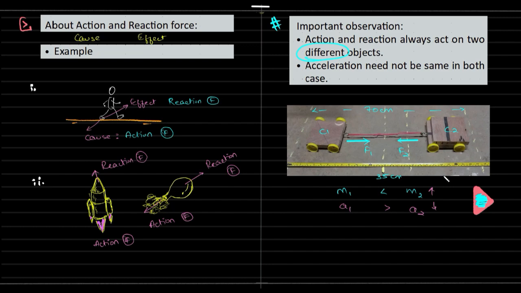So you can pause and have a look. And please do write. It's not only to look, please do write everything, including the examples.